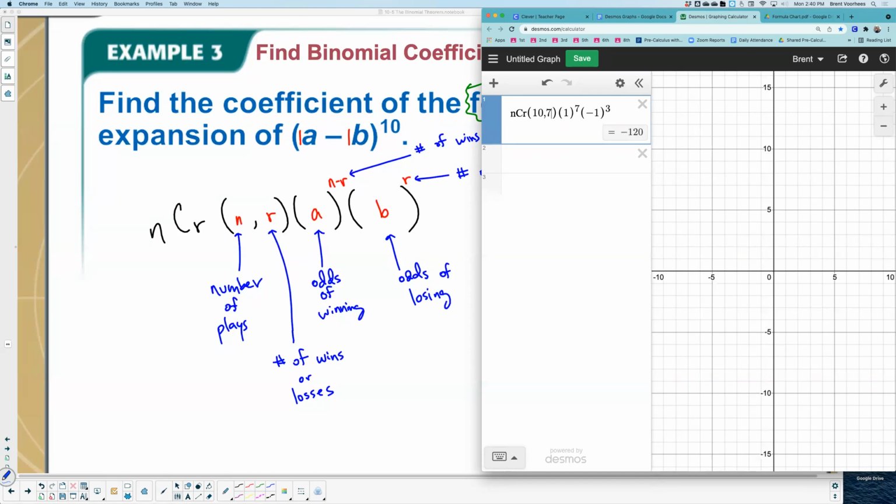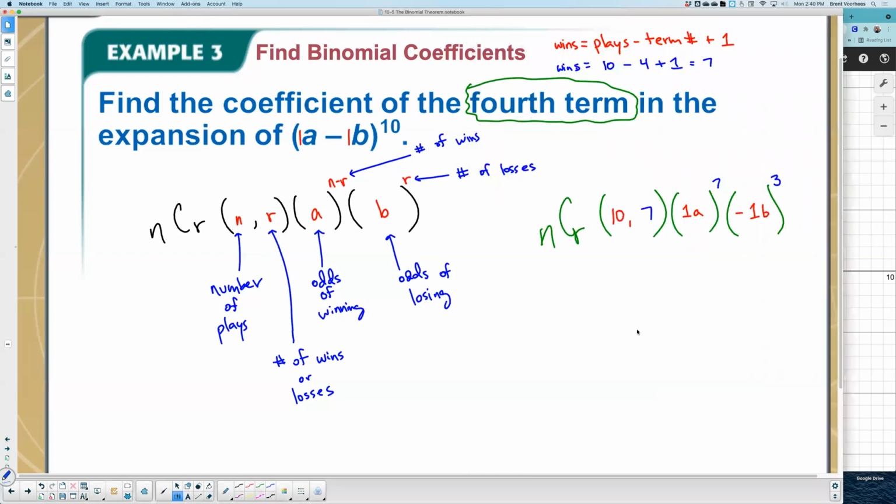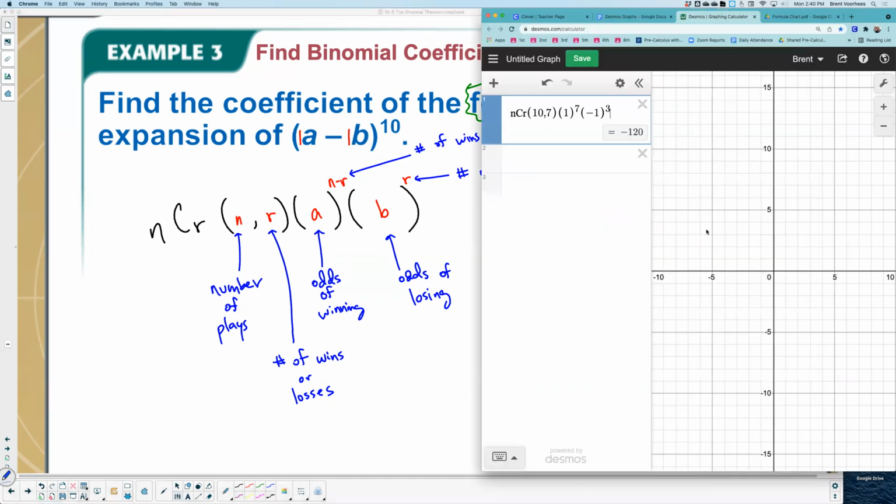Now, check this out. In the first NCR, the two values are telling the calculator what N is and what R is. You could make R 3 and it still gives you the same answer. If you made R 2, it'll change the value, but you have to have it be one of those 2 powers, 7 or 3. I just always do the winning. And the answer is negative 120. So our coefficient would be negative 120. That's what the calculator says right there.